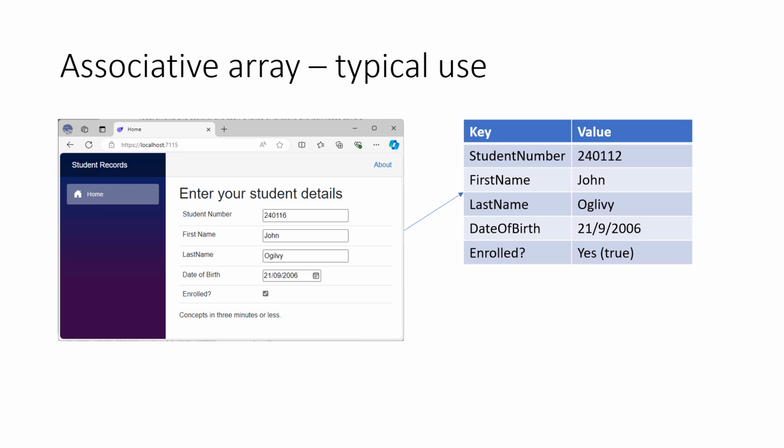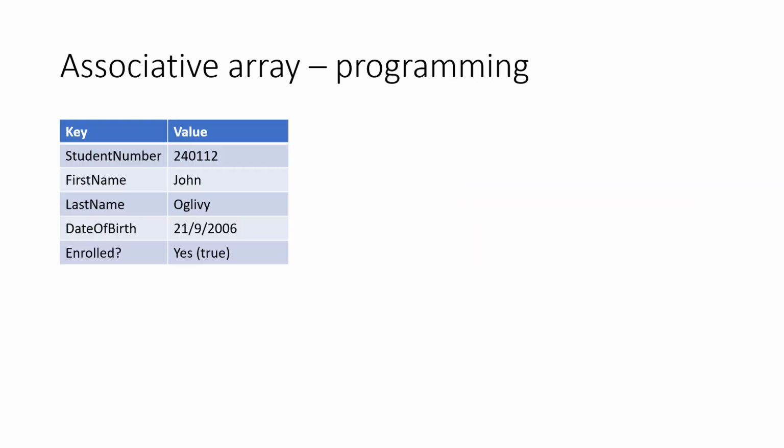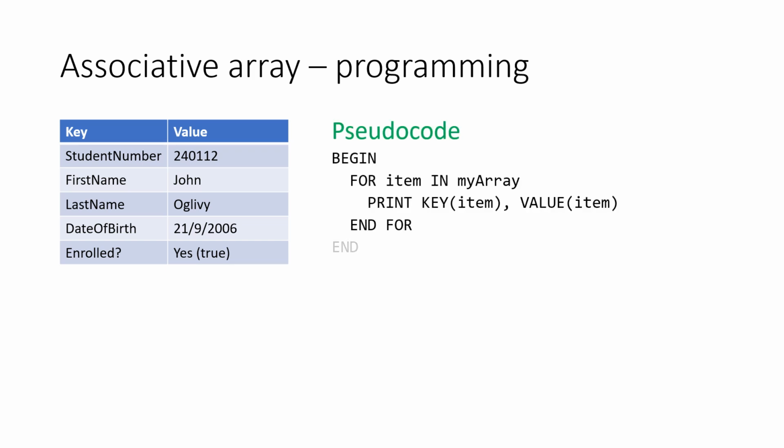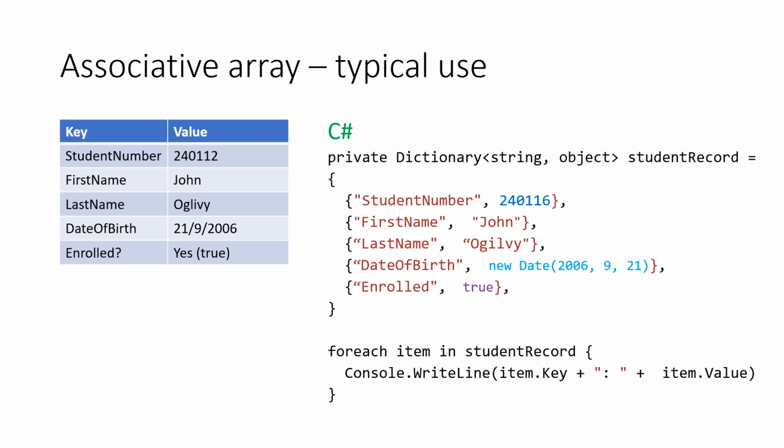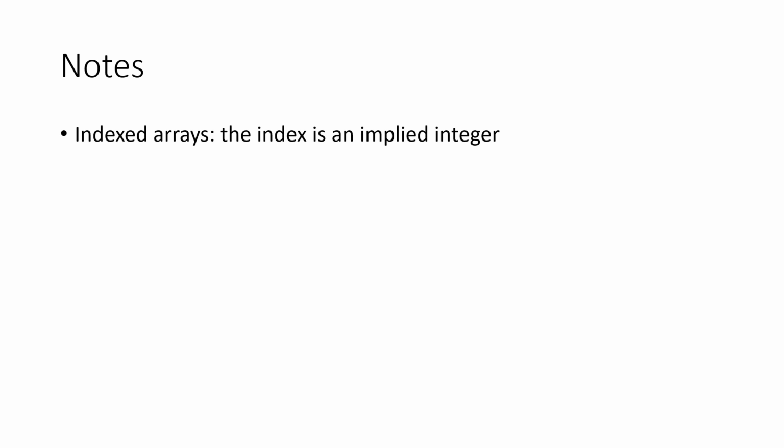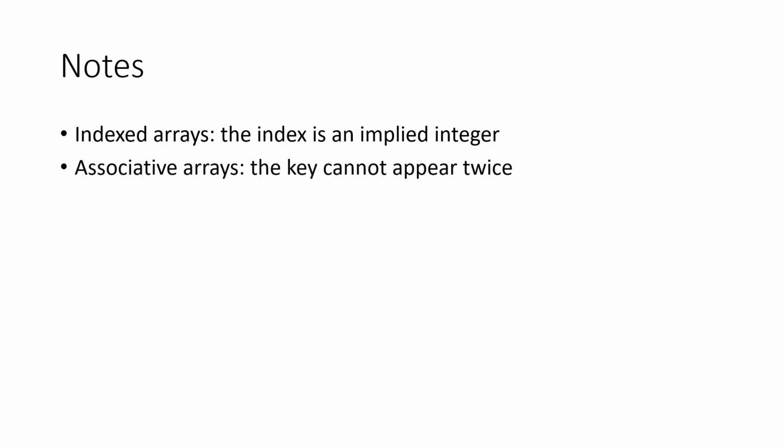Associative arrays are typically used to gather web data, and here's the programming for those. Notice the reference to key and value. Here it is in Python, and here it is in C#. Take some time to review what you need to look at in your particular language. Finally, remember, an indexed array has an implied index. An associative array must have a unique key.